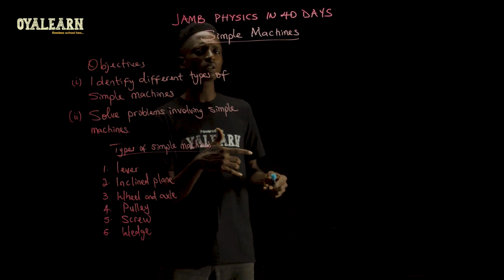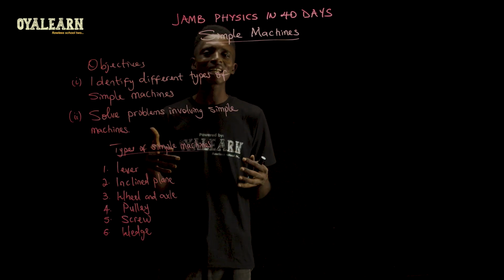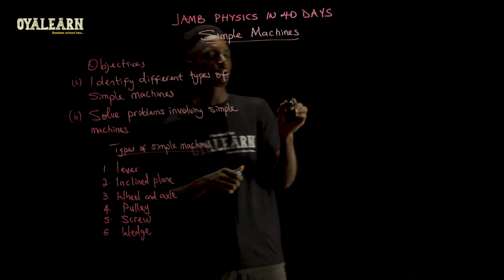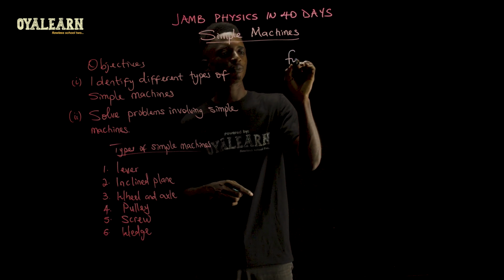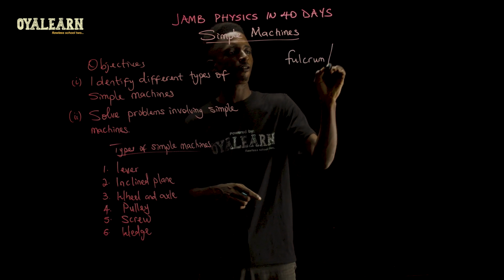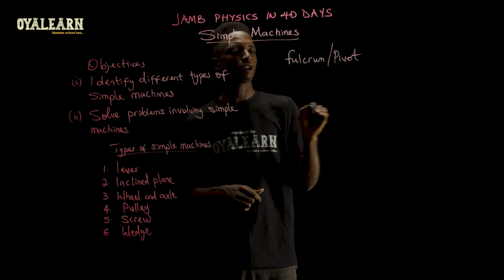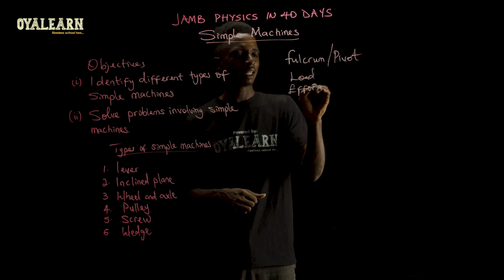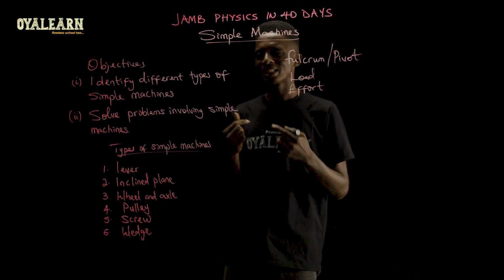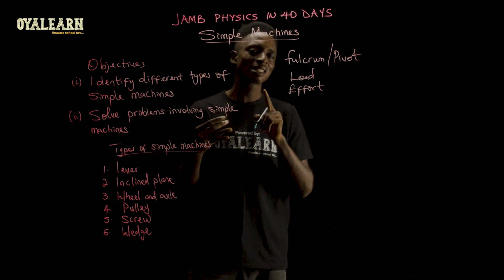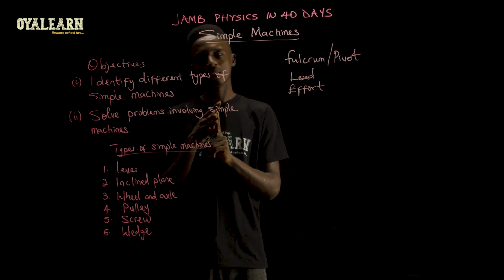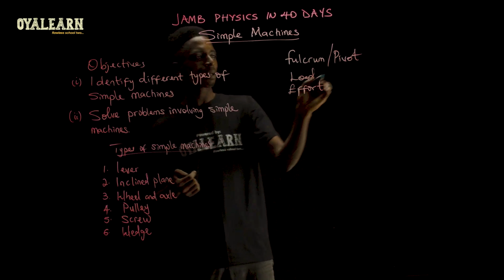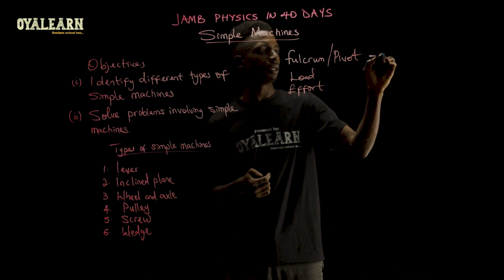However, there's a particular question that you could be asked to identify the class of lever that we have. When we take a lever, for example, every lever has what we call the fulcrum. Another name for fulcrum is pivot. It also has load and then effort. Now, the position of these on the lever determines whether it is a first order lever, second order lever, or third order lever. Now, the first order lever, for example, the scissors, has the pivot in the middle.